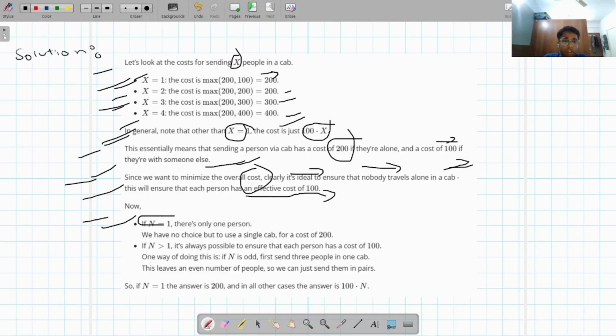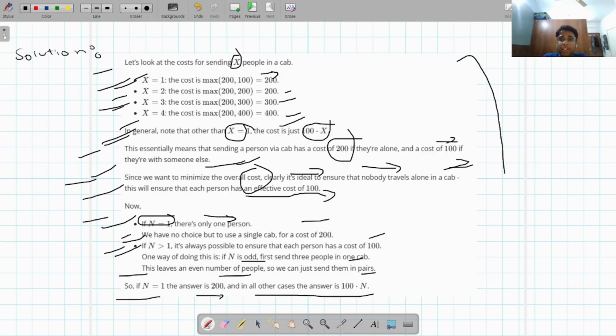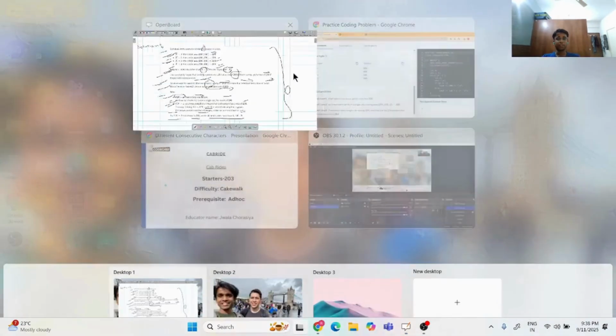Now, if N equal to 1, there is only one person, and we have no choice but to use a single cab for a cost of 200. If N is greater than 1, it's always possible to ensure that each person has a cost of 100. One way of doing this is, if N is odd, first send 3 people in one cab. This leaves an even number of people, so we can just send them in pairs. So if N equal to 1, the answer is 200, and in all other cases, the answer is 100 times N. So guys, I think the solution is also pretty much clear. Simple observation based, guys.